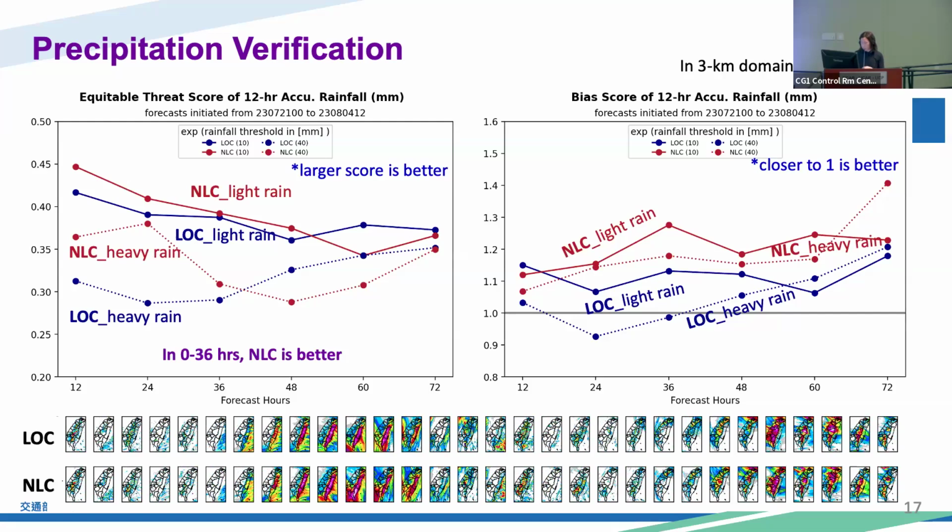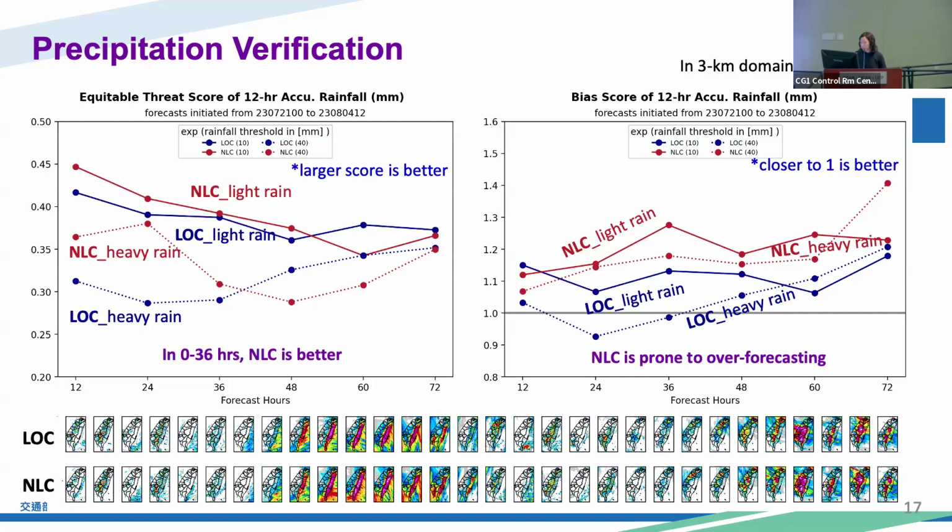the non-local run has a better precipitation performance. And for the bias score, the closer to 1 is better, and the results show the non-local one has a slightly higher bias score than the local run, which means the non-local run is prone to over forecasting.